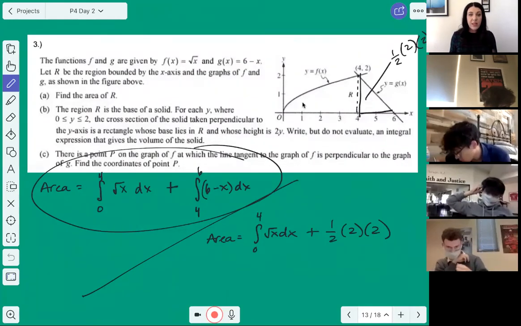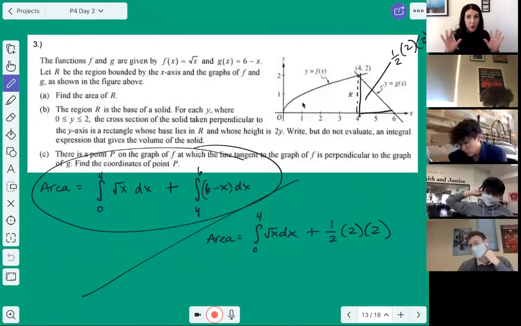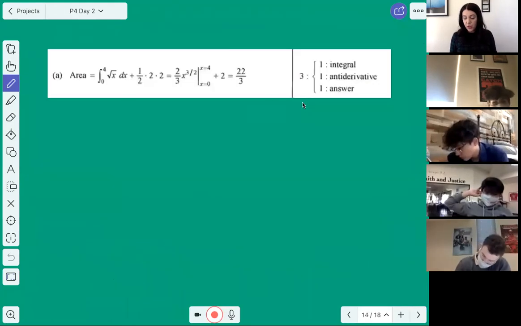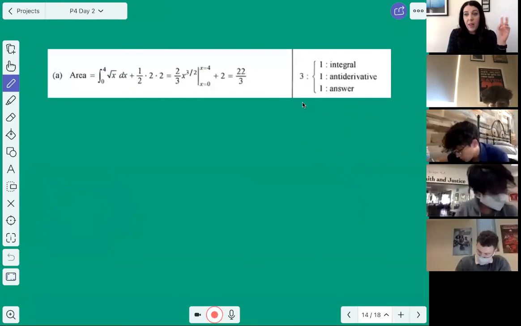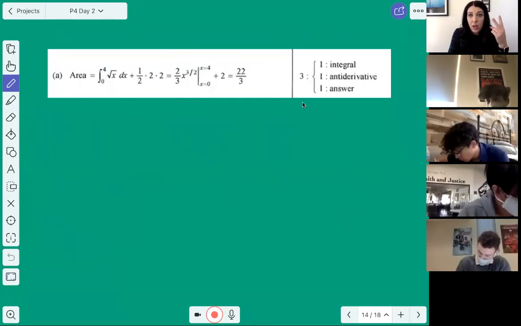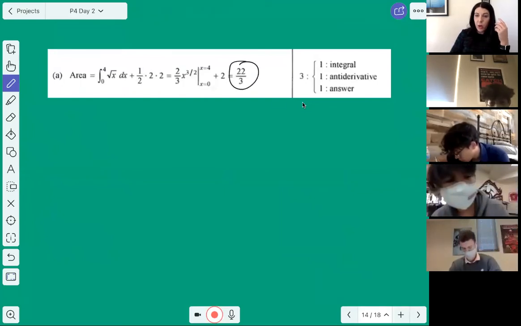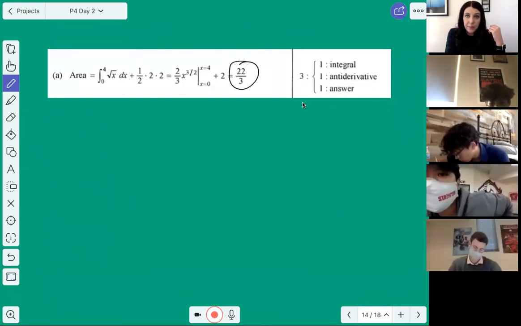And then you'd also have a 6x minus x squared over 2. Okay, so if you broke it up, you'd have those two integrals, and that would be worth the second point. So 1 point for your setup with either 1 or 2 integrals, depending on how you showed that. And then the second point is for the antiderivative, either 1 antiderivative or 2, depending on which method you chose. And then finally your answer should be 22/3.